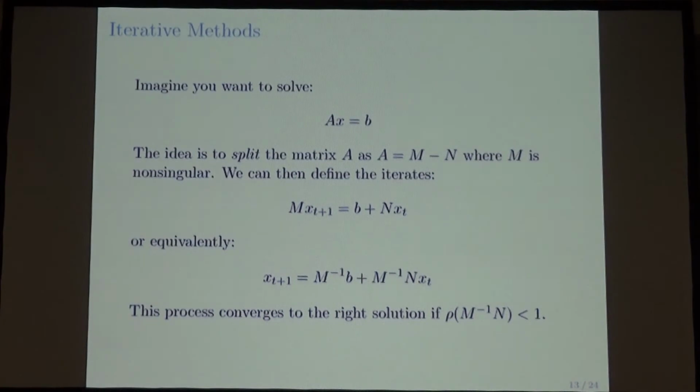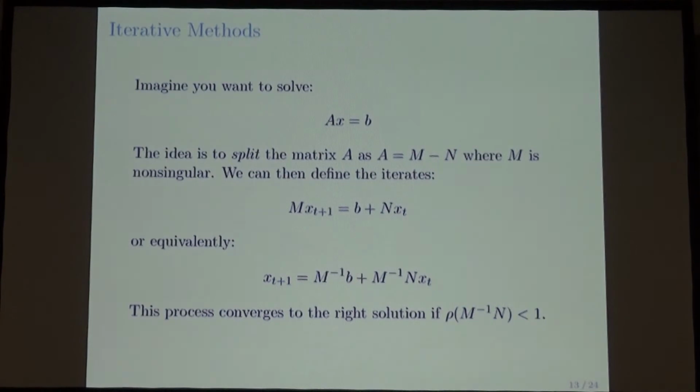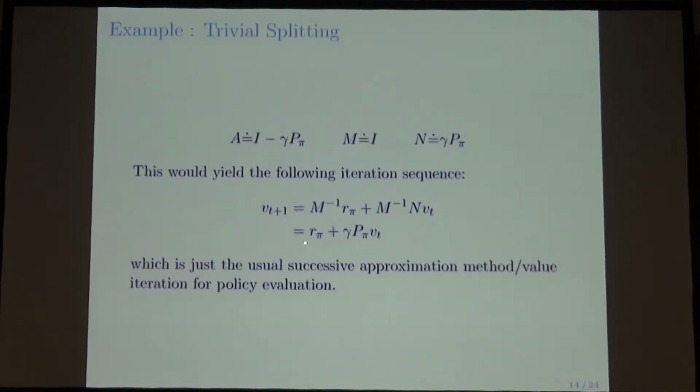So you might think that this is some kind of exotic idea that finds little connection to reality, but in fact, here's a trivial matrix splitting, which is hidden in our value iteration algorithm. So when we do RL or when we do dynamic programming, our A matrix is really identity minus gamma P pi. So here's a trivial splitting. You say, well, M is going to be identity, and then N is going to be gamma P pi. And then if you follow the blueprints from the previous slide, well, the iterations that you get are simply this. And this is just describing what we do when we run value iteration for policy evaluation. Okay, so it's not such a far-fetched idea.